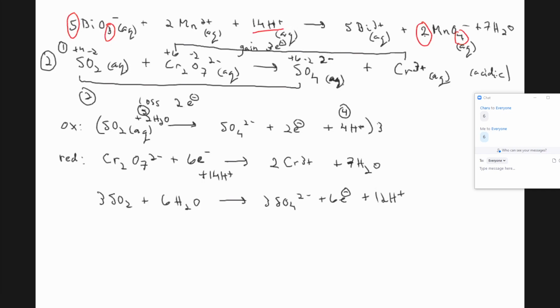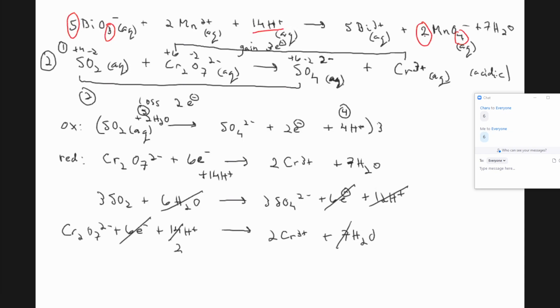On the reduction half, we're going to have dichromate plus 6 electrons plus 14 hydrogens. On the right-hand side, we're going to have 2 chromium ion 3 pluses plus 7 waters. So we notice that the electrons will cancel out. We're going to cancel out all but 2 of the hydrogen pluses. And there's 6 waters here. We're going to cancel it out so it only has 1 water left.